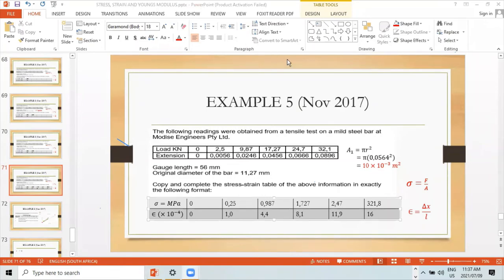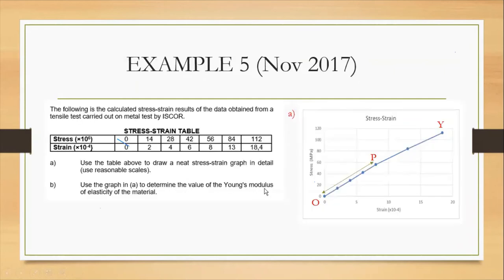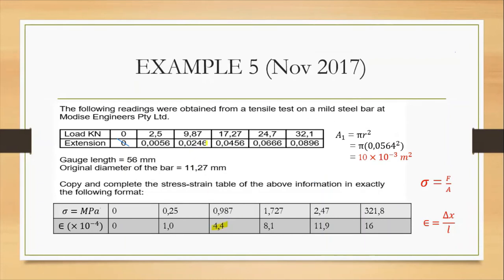Someone is asking, how do you calculate strain? Strain is a change in length. Are we together, guys? It is the change in length divided by the original length. So for instance, let's check this one of 4.4. It comes from number 1, 2, 3. So it comes from 0.0246 divided by 56. Do we get 4.4? Yes. Did we answer your question?